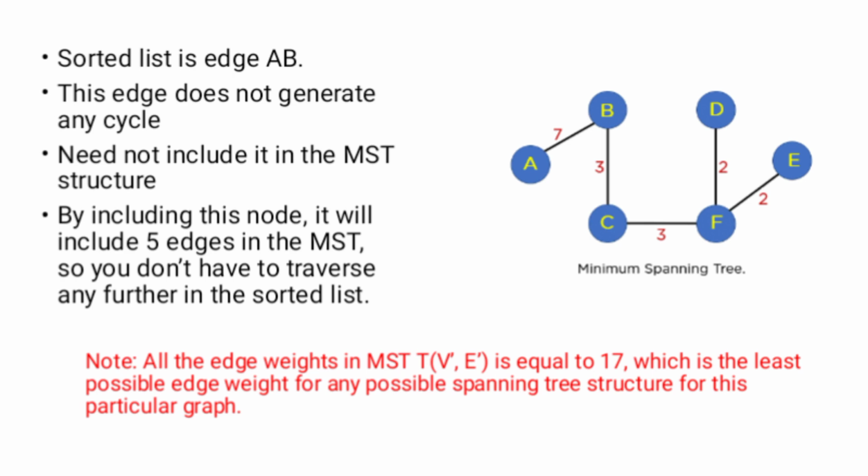The overall summation of all the edge weights in MST T(V, E) is equal to 17, which is the least possible edge weight for any possible spanning tree structure for this particular graph.